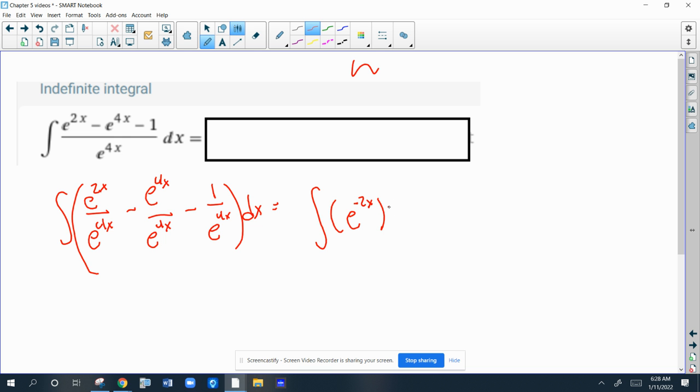That's one term in itself, and you don't have to show this, but I'm going to show that I am going to integrate all separately. The next term, e to the 4x over e to the 4x is 1. And finally, the last term, 1 over e to the 4x would be e to the negative 4x.